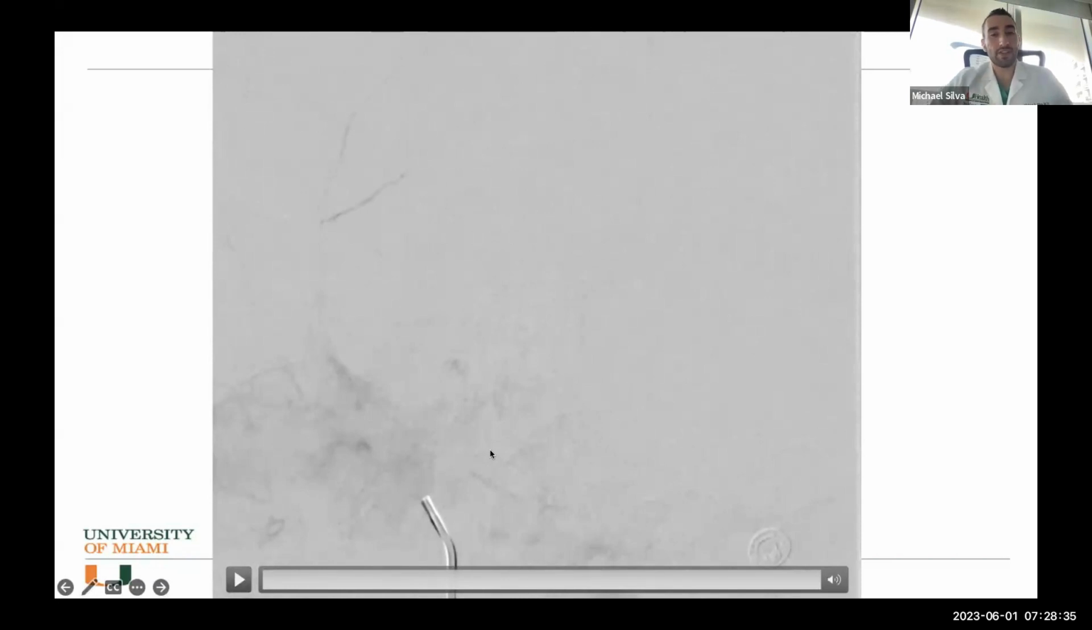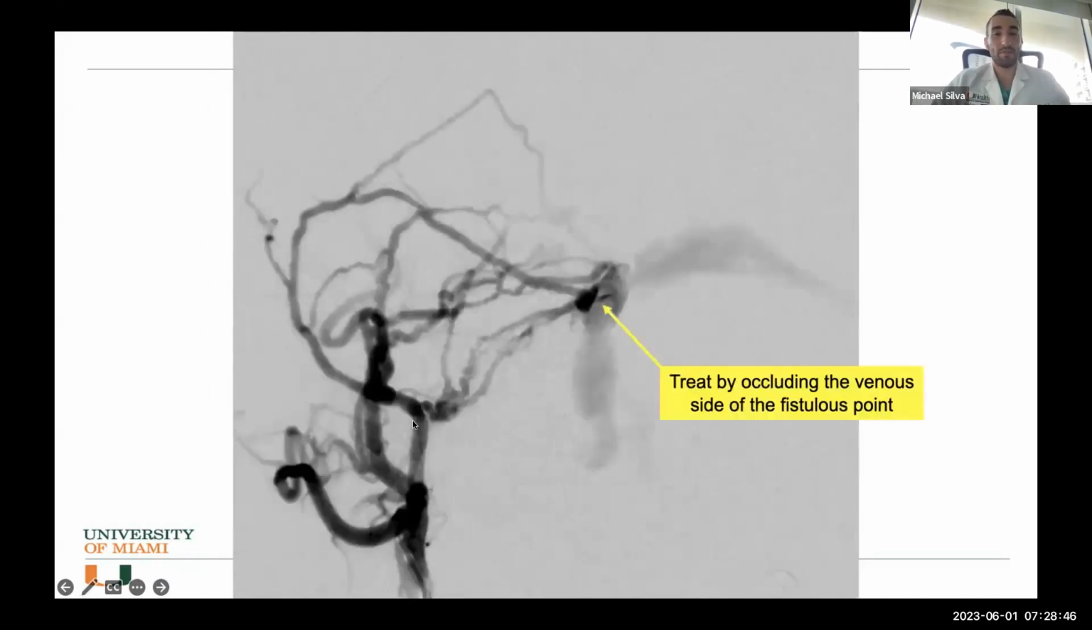One way to think about these fistulas is they're AVMs within the dura. So even if you close off the venous outflow, they're not going to rupture into the brain parenchyma like an AVM. So the key here is treating the fistula by occluding the venous outflow and the venous side of the fistula's point. So in this case, how do we get there?